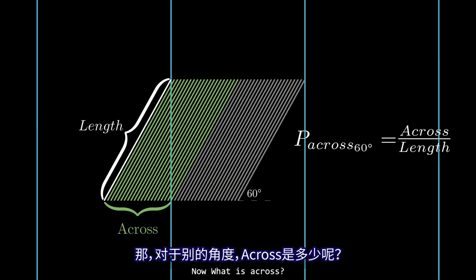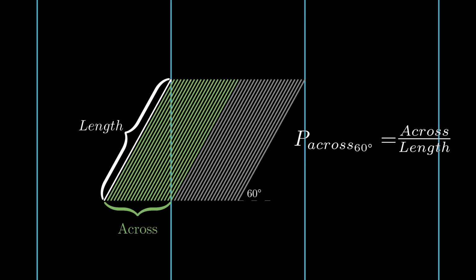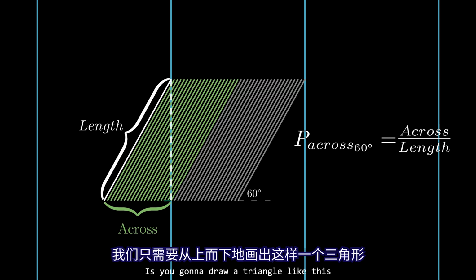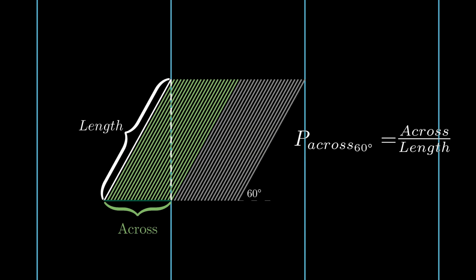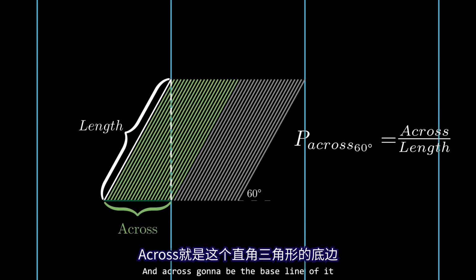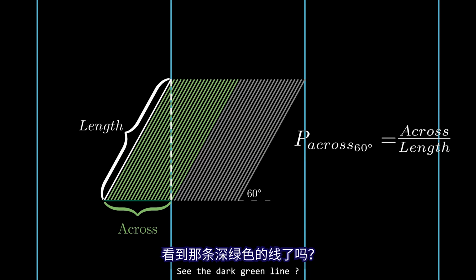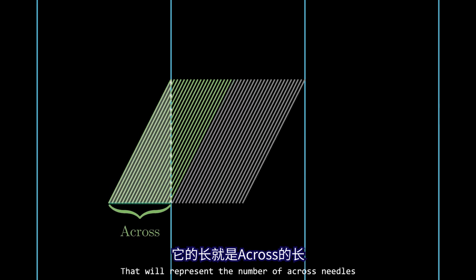Now, what is cross? You're going to draw a triangle like this, and the cross is going to be the baseline of it. See the dark green line? That will represent the number of cross needles. And that is a super important conclusion we're going to use later.